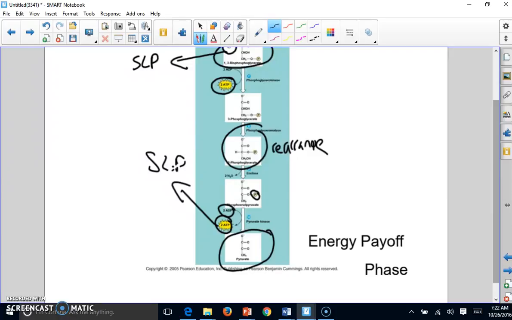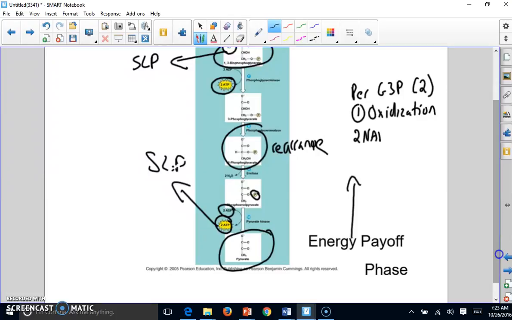But what you do need to know about the energy payoff phase is that the following things happen per G3P. So that means they happen twice to each G3P, because there are two of them. So the first thing that happens is we have an oxidation. We take some hydrogens. And as a result, we have 2 NAD, and then we get 2 NADH. We'll see that these later will be used to make more energy. But right now, we've done an oxidation.